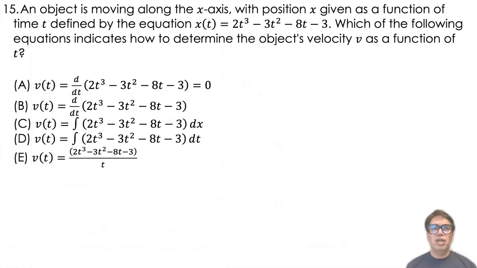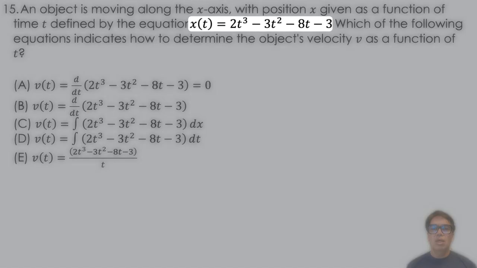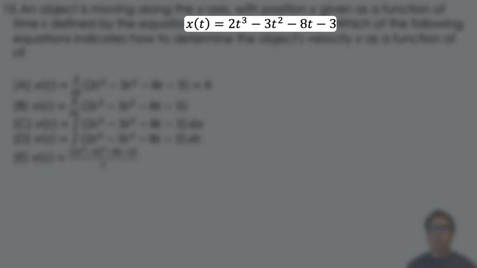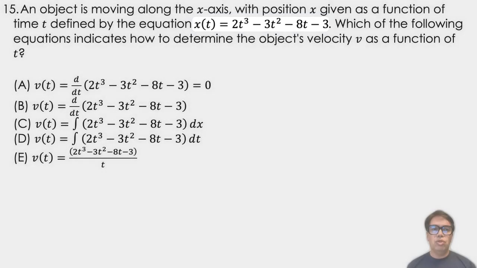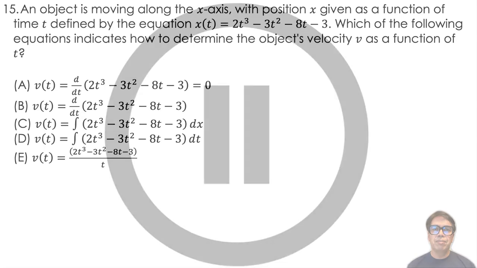An object is moving along the x-axis with position x given as a function of time t, defined by the equation x of t equals 2t cubed minus 3t squared minus 8t minus 3. Which of the following equations indicates how to determine the object's velocity v as a function of t?